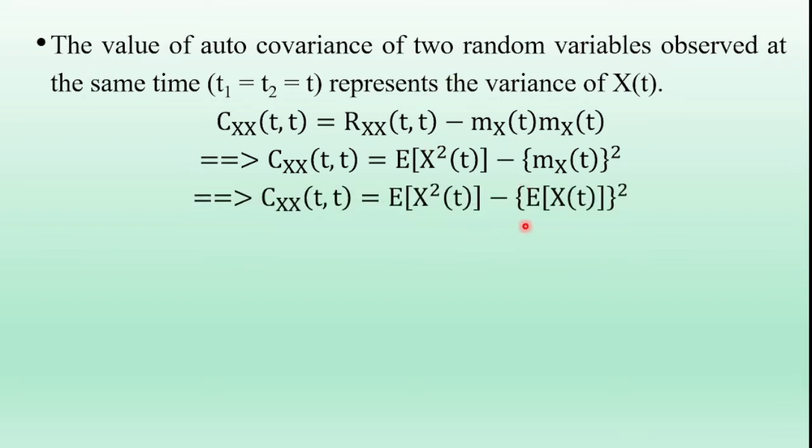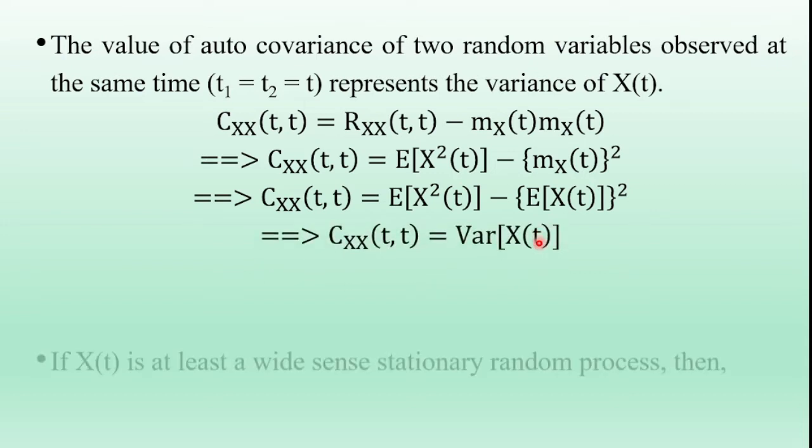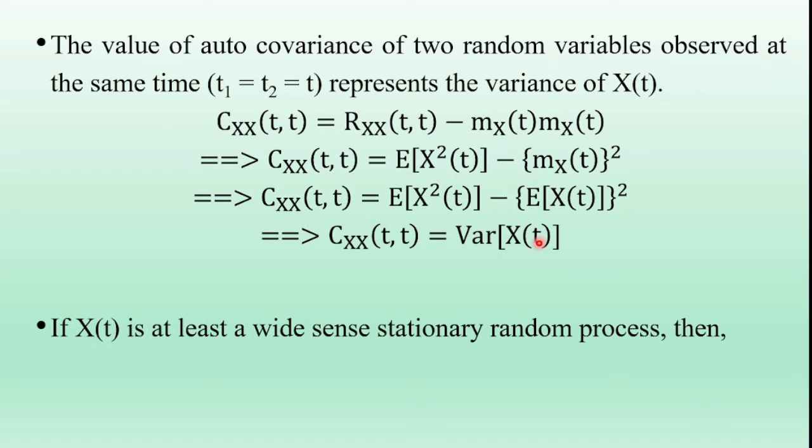So the RHS term of this equation is the variance of the random process x of t, that is variance of x of t. If the random process x of t is at least a wide-sense stationary random process, then Cxx of tau is equal to Rxx of tau minus expectation of x of t whole square. This is the concept of the autocovariance function of the random process x of t, definition and derivation.